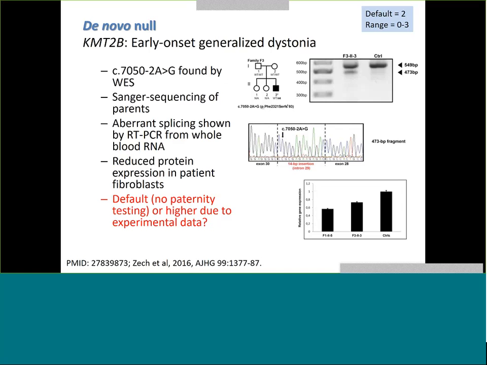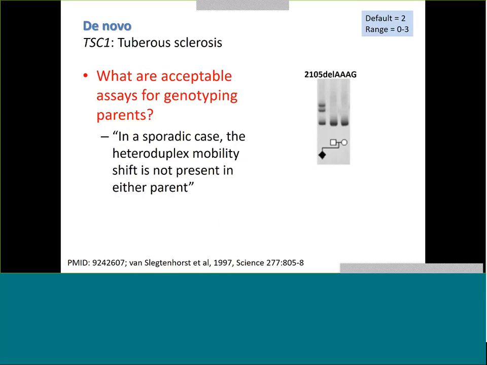Okay. So another question that's come up for us recently, I wanted to present, because I feel like if we've had these questions, maybe other people have too. What are acceptable assays for genotyping the parents? This came out of a paper that Courtney had looked at recently, an old paper where they'd used heteroduplex analysis to first identify variants in patients with tuberous sclerosis. And you can see clearly there's a different pattern here in the affected individual versus the parents. So I think I would be pretty comfortable counting that. I mean, it's not the gold standard sequencing, but what do y'all think about that?